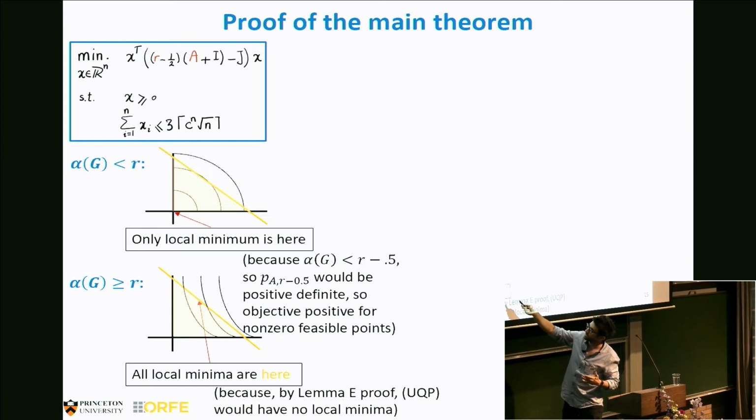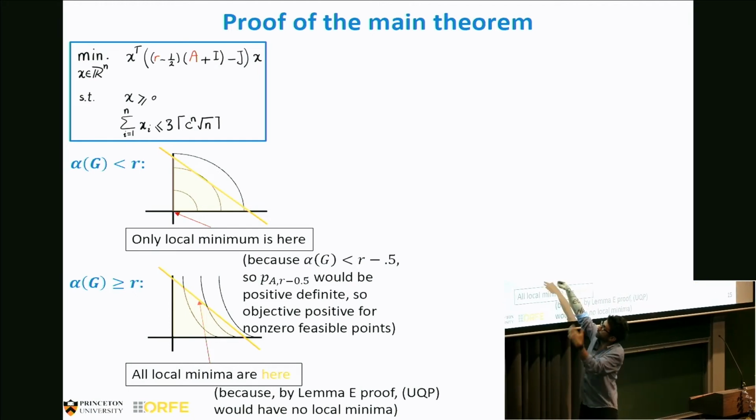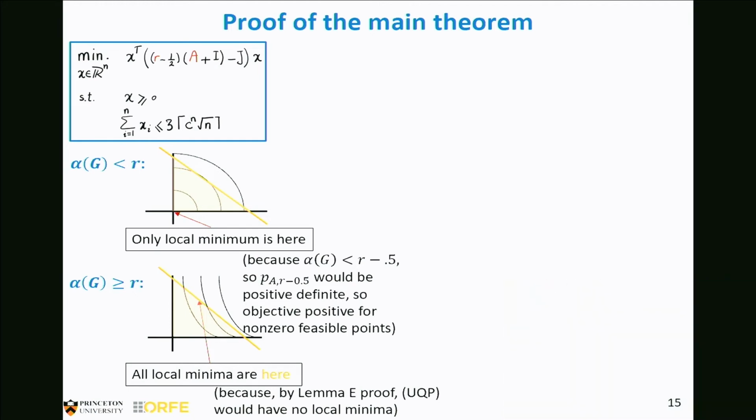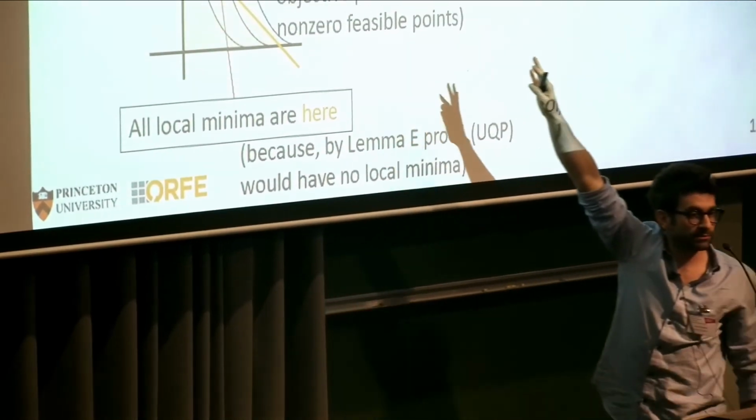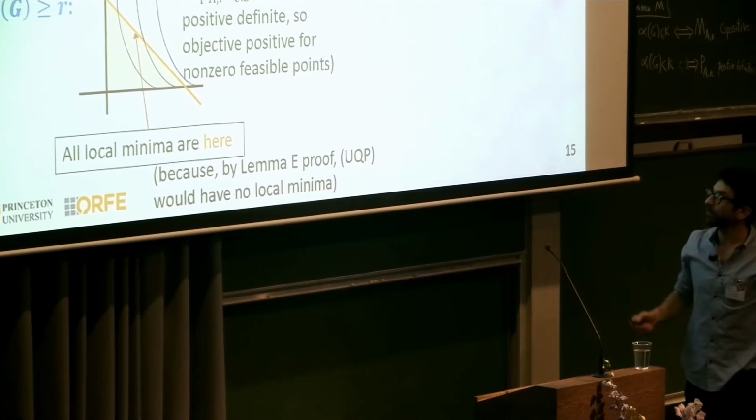What choice do they have? They must be on this line, because if they were anywhere else, let's say here or in the interior, then there would also have been a local min for the entire non-negative orthant. And that we ruled out. So all the local minima have to saturate this constraint.